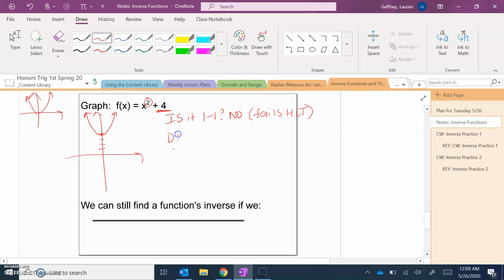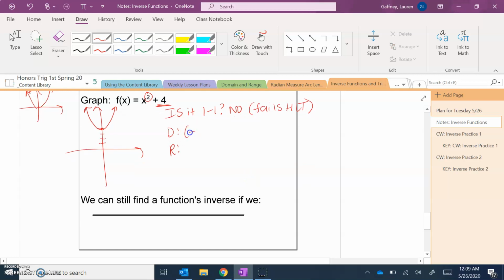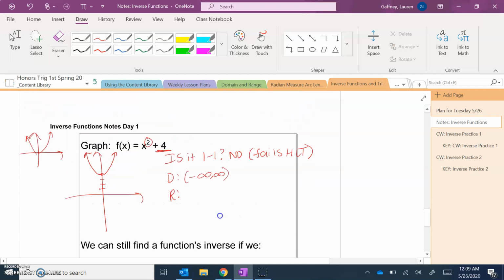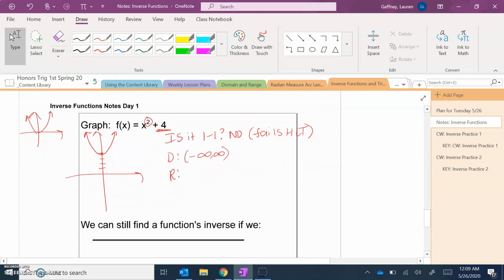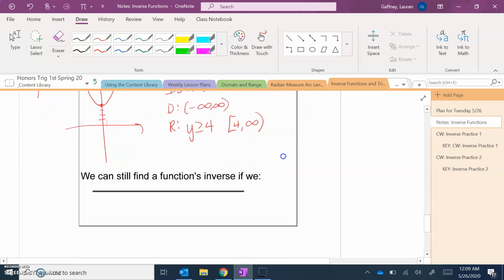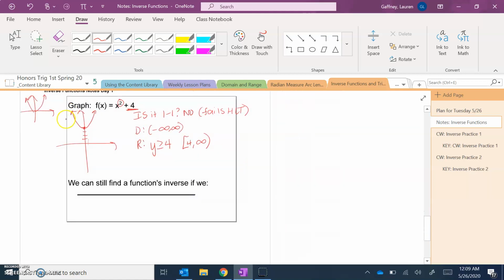So let's talk about domain and range for a second, and this is going to be important when we get into the trig functions. The domain of this is all reals, so -infinity to infinity. You can put in whatever you want for x, and you have no issues. Now, when you look at the range, though, notice none of your graph exists down here. So your range is y is greater than or equal to 4. Or in interval notation, 4 to infinity.